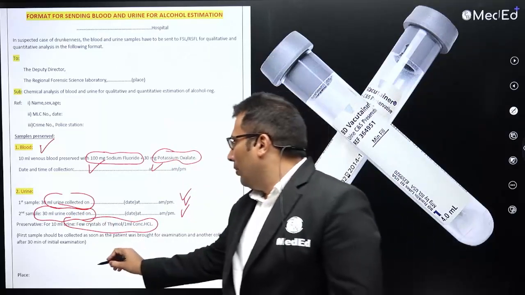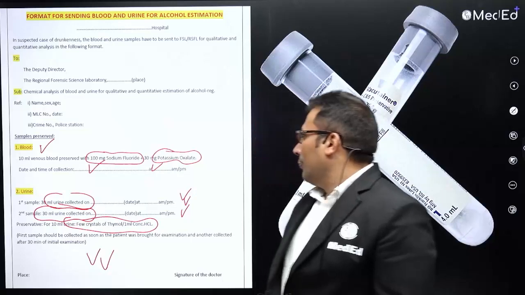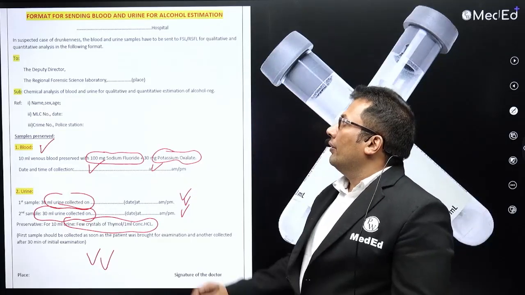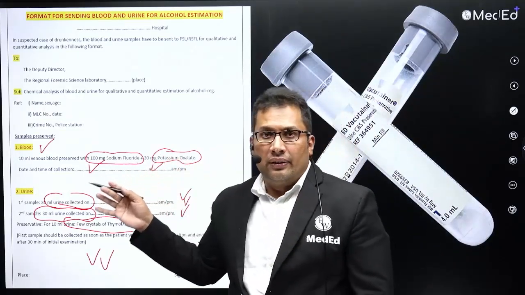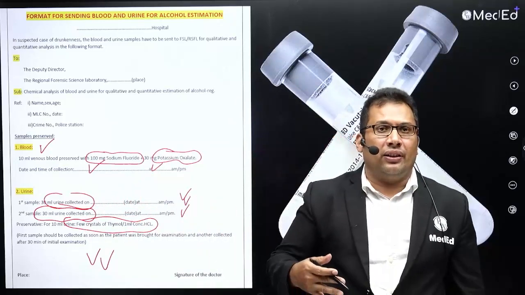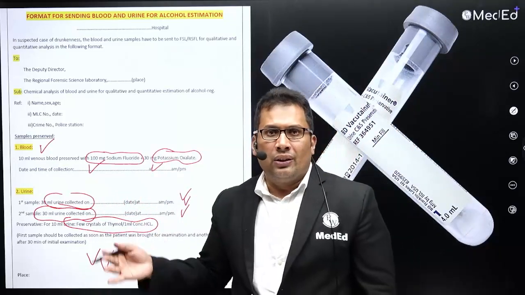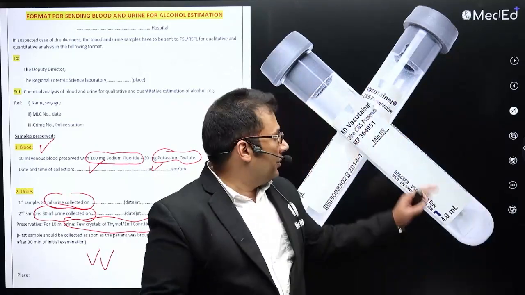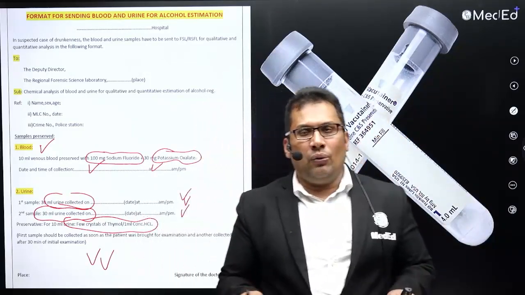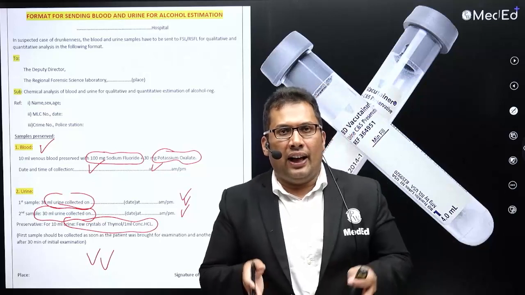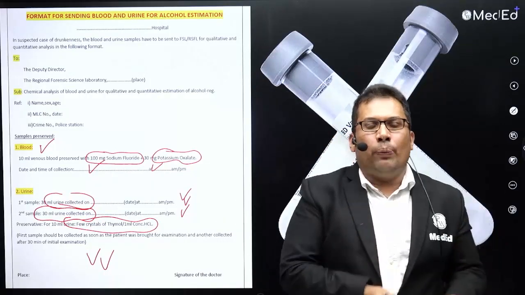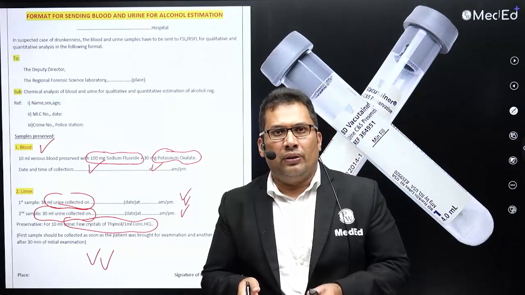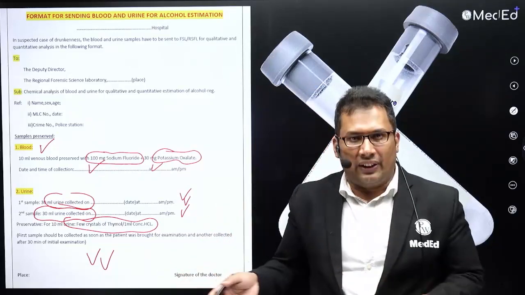So this is how we send the alcohol estimation samples, especially the blood and urine, to the forensic science laboratory in vacutainers. So this is how we write and give opinion in case of drunkenness certificate.